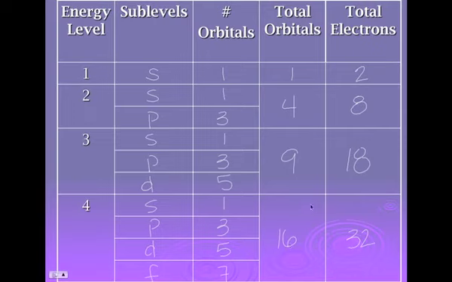The pattern here is that the total number of orbitals is always equal to the energy level squared. Energy level 1, 1 squared is 1. Energy level 2, 2 squared is 4. 3 squared is 9. 4 squared is 16. Pretty cool, huh? So total number of electrons is actually equal to 2n squared. Oh, I guess I should probably tell you that energy level is represented with an n. And the number of sublevels is always equal to n.